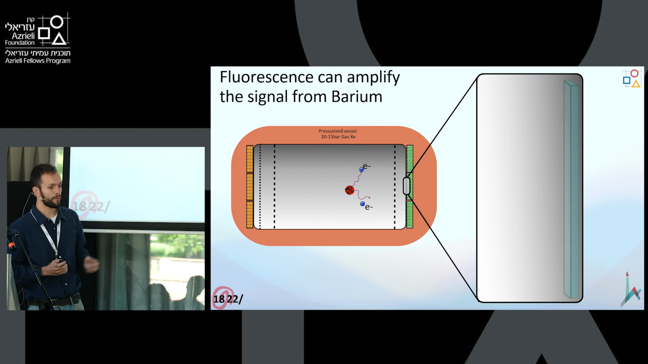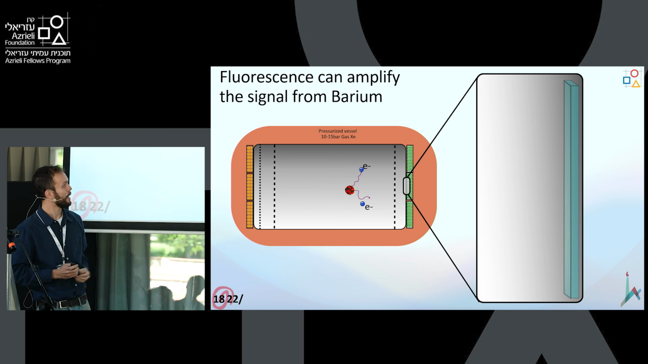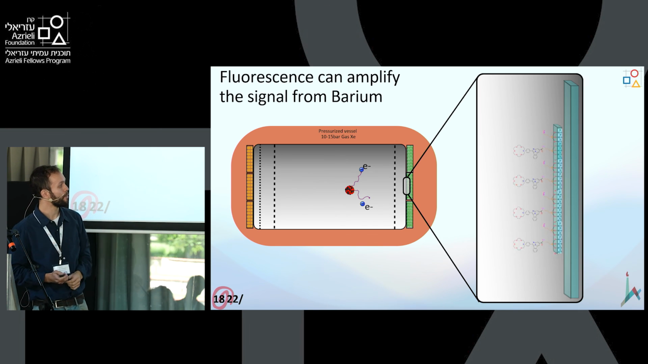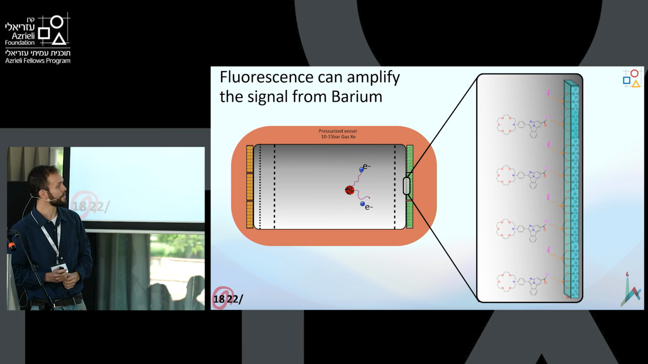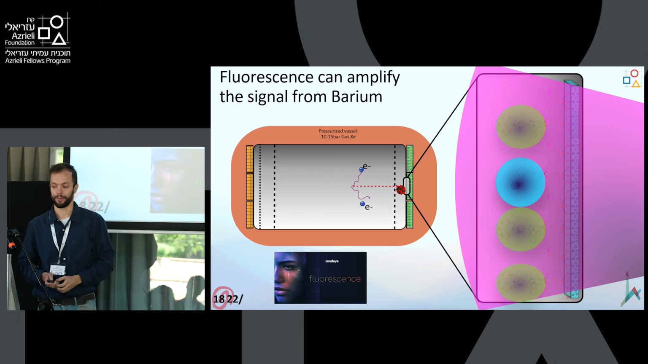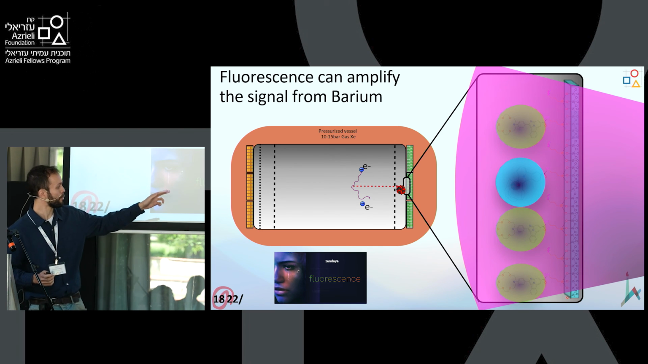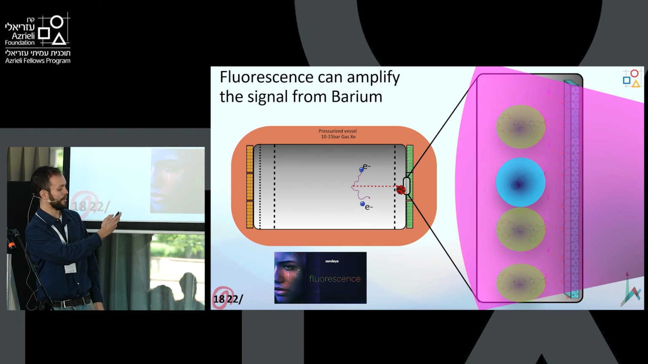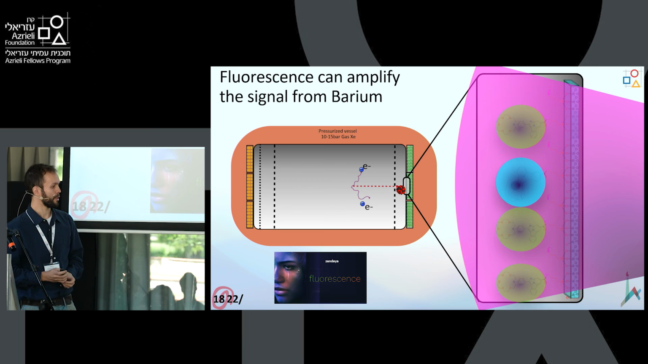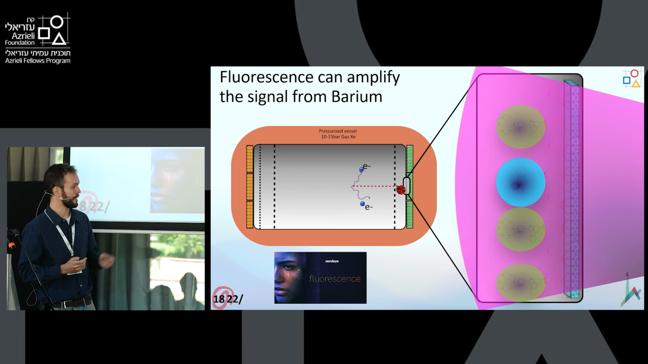And what we propose to do to actually have this sensor working is to have a monolayer of organic molecules like this that are able to trap the ion and produce fluorescence. And actually the fluorescence changes for molecules with barium with respect to without barium. So this is what I'm trying to do in my postdoc. I'm investigating the details of how this happens and how it can be implemented in the NEXT detector.